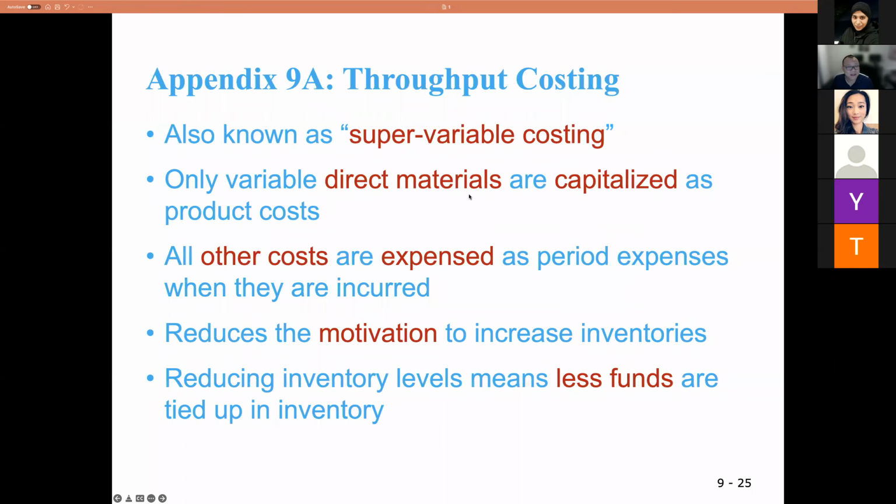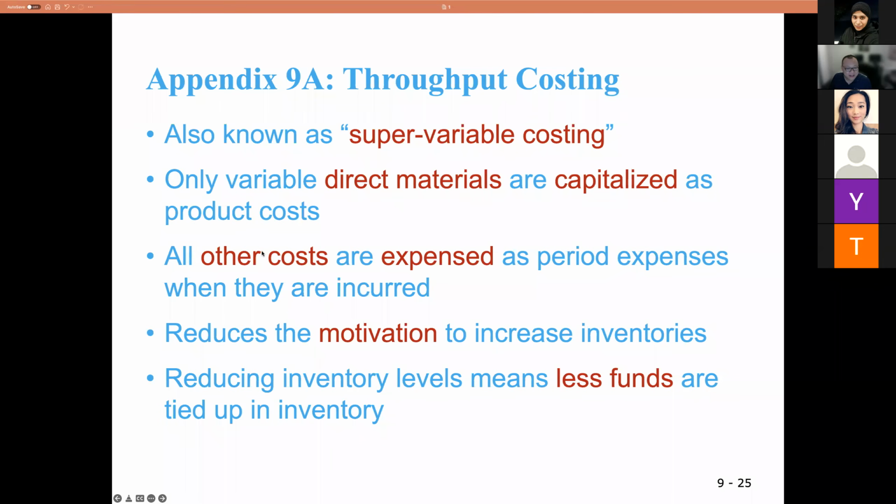Okay. So in addition to absorption and variable costing, there is something else. This Appendix 9A introduced super variable costing. Under super variable costing, they only include the direct materials. That's pretty interesting, right?